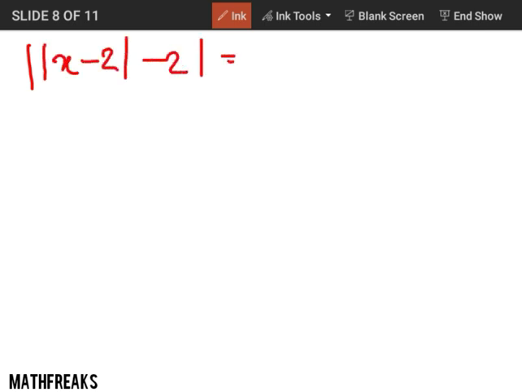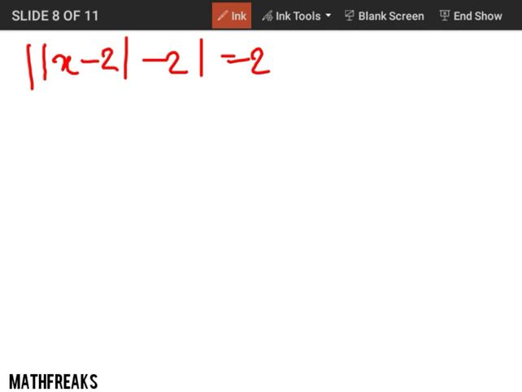This question: mod of mod x minus 2 whole mod is equal to 2. In this type of question, there is a special approach. So if you know, try it. If you don't, wait for me to solve it. Done? You have tried your best. Now let's move on with the solution.